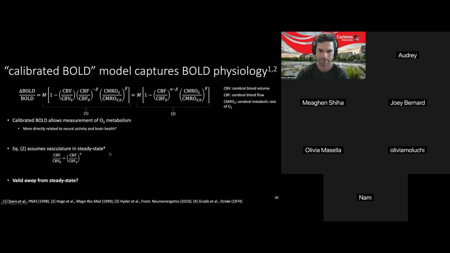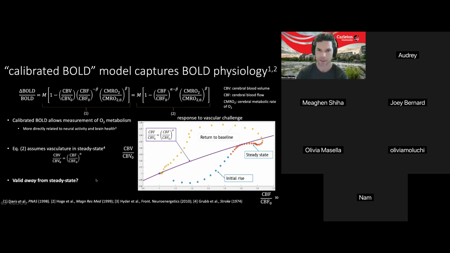and then we can measure oxygen metabolism. But the main problem with this is that this alpha parameter assumes that our vasculature is in a steady state, that any blood volume changes that are occurring have slowed down or stopped. That's a main assumption that's typically not valid. Our brain activity is constantly changing. And if those vessels are dynamically changing as well, then we're really never going to be in steady state. So we're asking in our lab, is this still valid away from steady state?